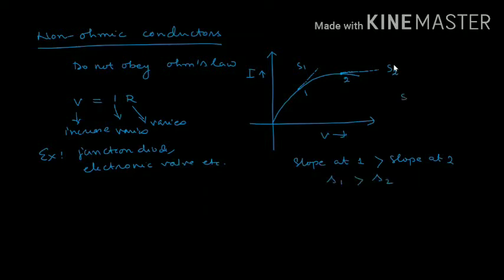And we know the slope S equal to 1 by R. So 1 by R1 is greater than 1 by R2, or R2 is greater than R1. So resistance at 2 is greater than resistance at 1. So resistance varies in the case of non-ohmic conductors.